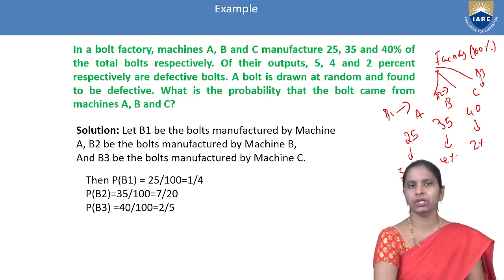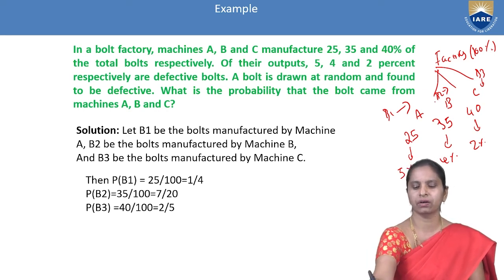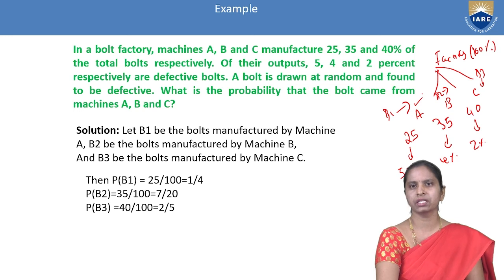Now what is P of B1? The probability of selecting mission A from the factory. Totally how many missions are there? 3. Out of that I have to select 1 mission. Therefore what is P of B1?